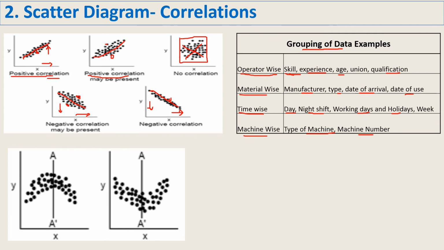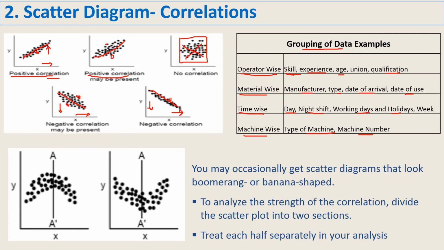Sometimes you come across these charts. Occasionally we get this type of scatter diagram, like a boomerang or a banana shape. This is a boomerang, this is the banana shape. To analyze the strength of this correlationship, we have to divide the scatter plot into two sections, A and B, and treat each half separately in your analysis. Like this is the positive correlation, this is a negative correlation. This is a negative correlation, this is a positive correlation. This way we can analyze the scatter diagram.